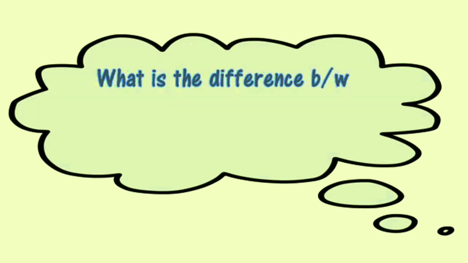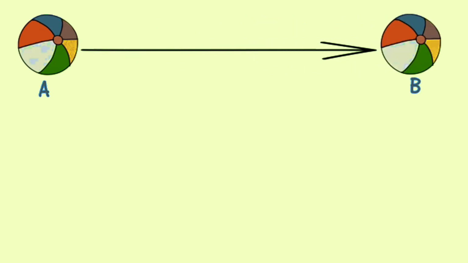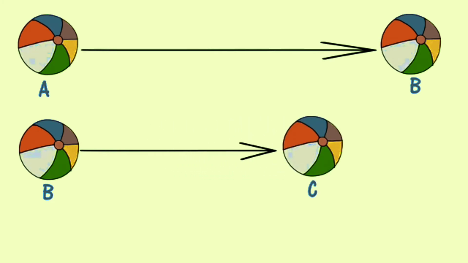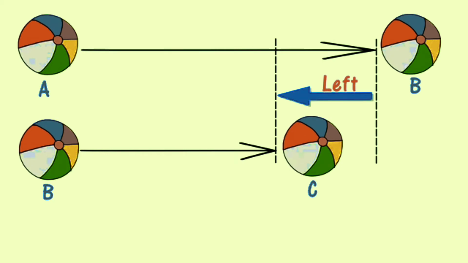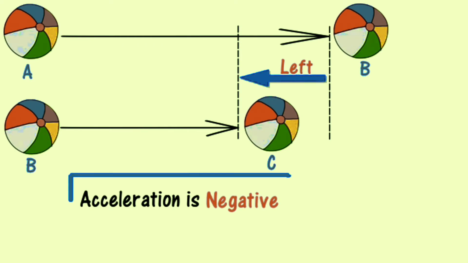Now, what is the difference between positive and negative acceleration? If a body is standing at point A and the body is speeding up to the point B, and its initial velocity is vi, and from point B the body is slowing down to the point C. Here the change in velocity is towards the left, so we say acceleration is negative.